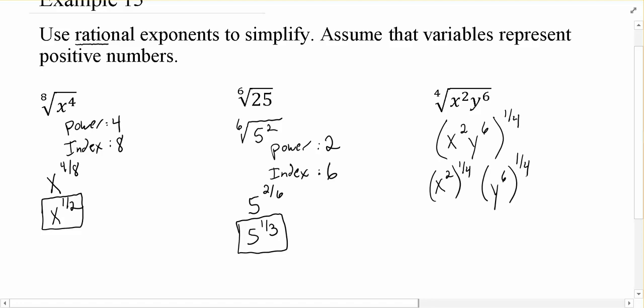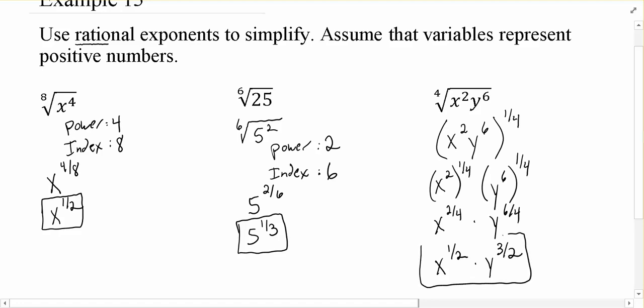Now I'm raising a power to a power, so I multiply the powers. Then I can simplify. 2/4 simplifies to 1/2. 6/4 simplifies to 3/2. And there's the answer I'm looking for.